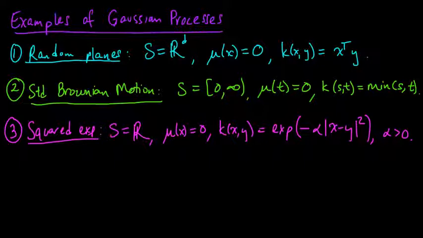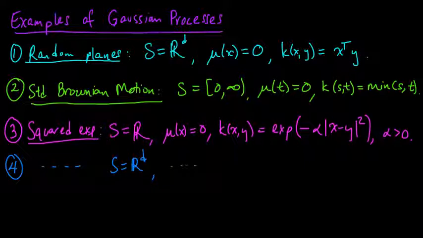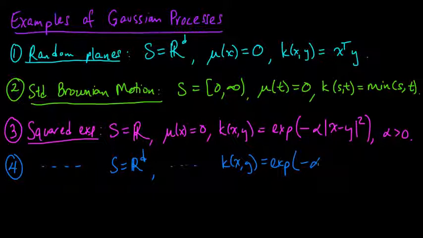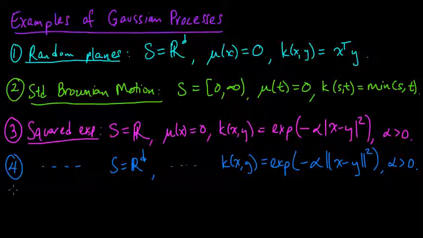And let's see what else we've got. Well, let's go ahead and generalize this one here. S equals R^d, mu is the same, so this is all the same. And the covariance function, when we generalize this to R^d, you can probably guess, we just take the norm. So I could have just defined that this way the first time. And maybe I'll mention one more here, and then before we get to some more interesting ones.